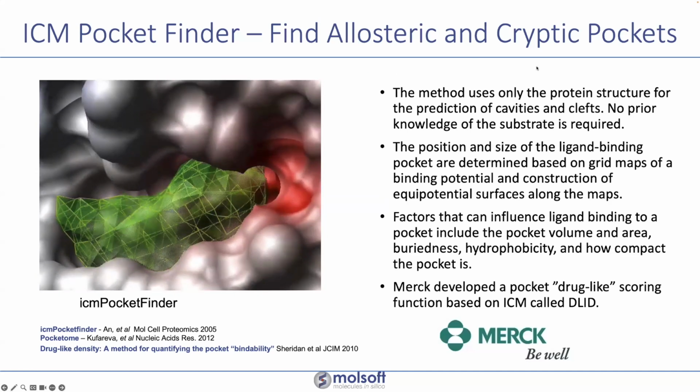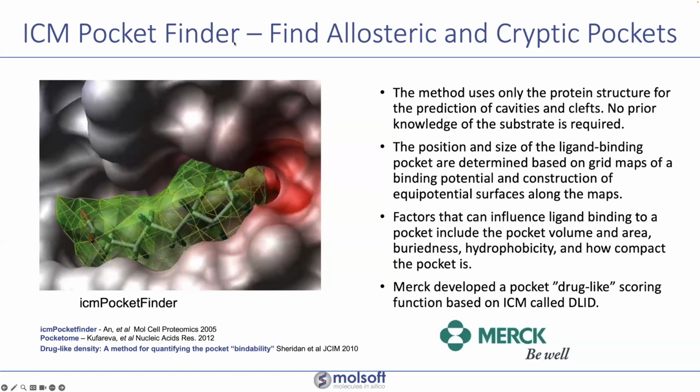It finds allosteric, encrypted pockets as well as the orthosteric pocket. The method uses only the crystal structure. There's no knowledge of the substrate, unlike other methods which use docking or other tools. What we do is have a probe go along the surface of the protein, and we contour the pockets that we identify. Then the pockets are analyzed, and different properties are assigned to each pocket, such as volume, area, buriedness, and hydrophobicity.